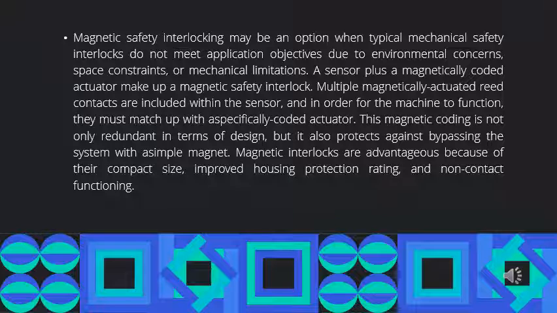This magnetic coding is not only redundant in terms of design, but it also protects against bypassing the system with simple magnets. Magnetic interlocks are advantageous because of their compact size, improved housing protection rating, and non-contact functioning.